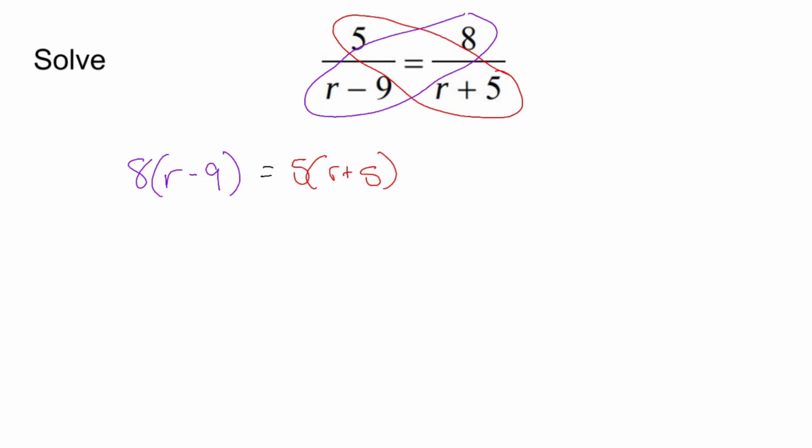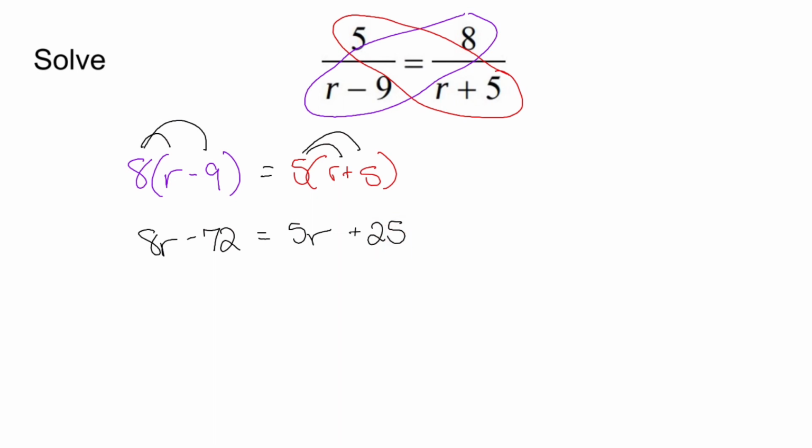So 5 times r plus 5 looks like this again. And what you have on the left side and on the right side is distributive property. So whenever you have distributive property, do it. 8 times r is 8r. 8 times negative 9 is negative 72. Drop down the equals. 5 times r is 5r. 5 times 5 is 25.